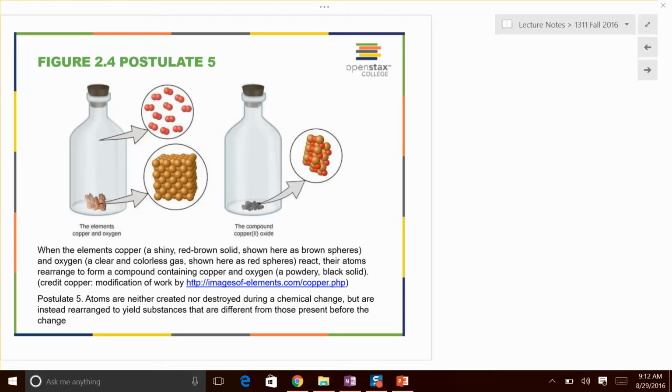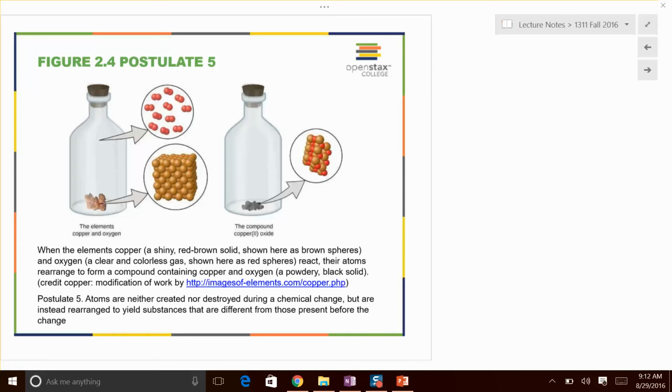How do I know that? Well, because here I have copper and oxygen. I react them. I form copper 2 oxide. The copper and the oxygen are still there. They're just now chemically bound together. I didn't create them. I didn't destroy them. I just rearranged the molecules. How could I verify that? Because if I decompose the copper 2 oxide, what does it become? It goes back into copper and oxygen.